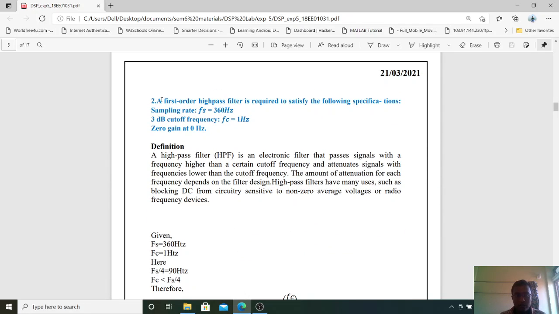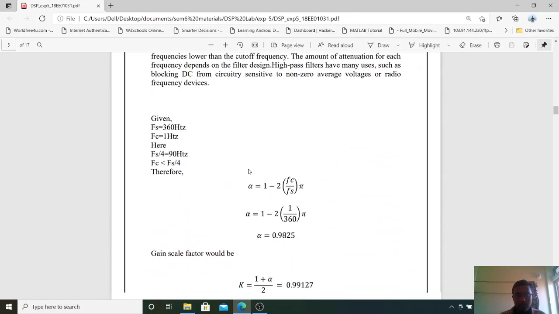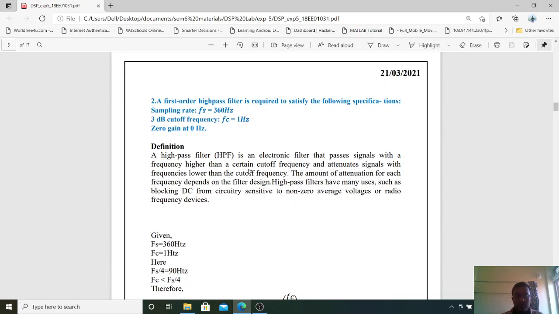Now for the second type of first order filter, the high pass filter. In high pass, it will attenuate frequency components from 0 to some cutoff frequency, and after that cutoff frequency it will pass those frequency components. That is the main definition of a high pass filter.